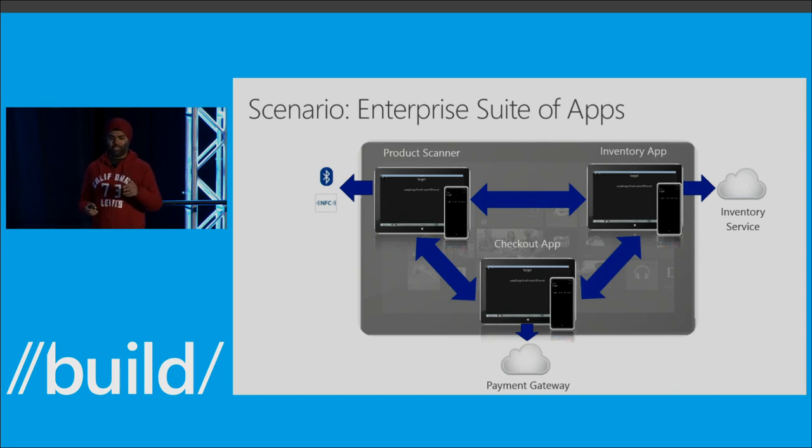So the scenario here is relatively straightforward, possibly a store, where you've got a checkout app that knows how to talk to the payment gateway, an inventory app that now knows how to talk to an inventory service, a product scanning app that knows how to talk Bluetooth or NFC or RFID so it can scan products, and all of them can work together to do all sorts of scenarios that aren't possible with the way stuff is set up today.